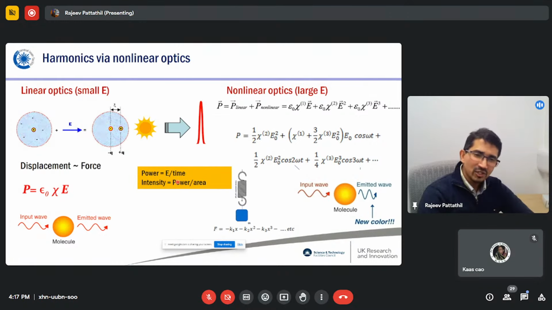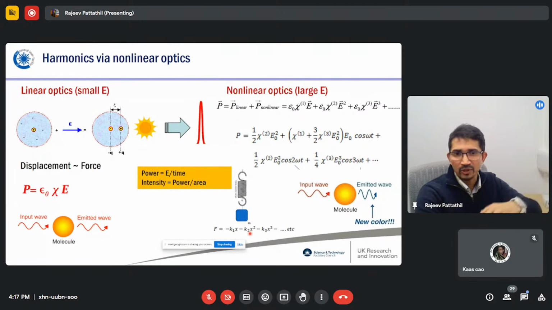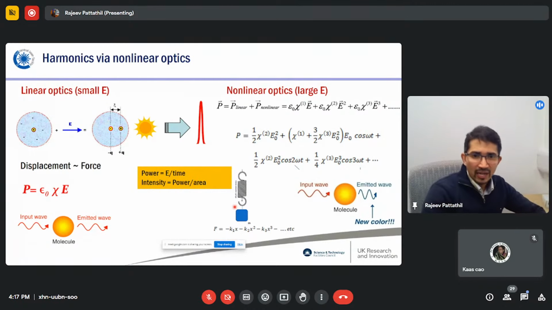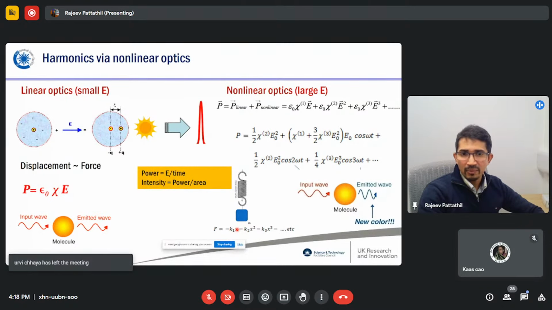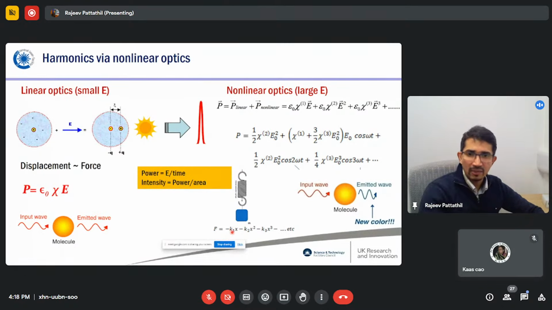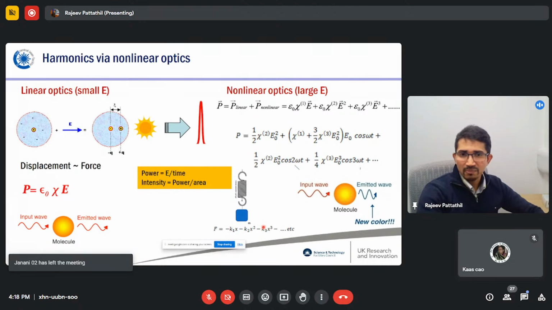When you have such strong light interacting with matter, this motion is no longer linear. It's no longer simple harmonic motion. You can think of a harmonic motion pretty much like a weight hung on a spring. You can write the displacement and equate that to force. If it is simple harmonic motion, a spring constant comes in, but it's a linear relationship. But if it is anharmonic, you can see multiple powers of displacement coming into the picture.